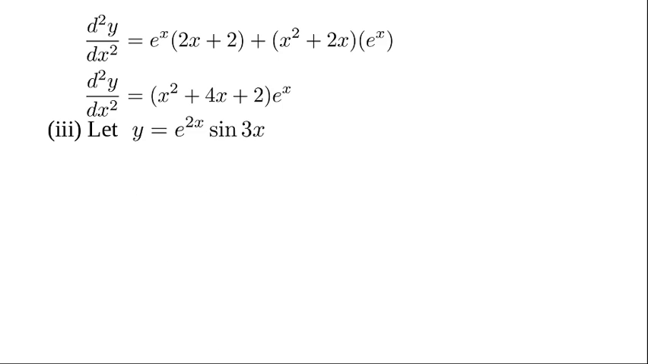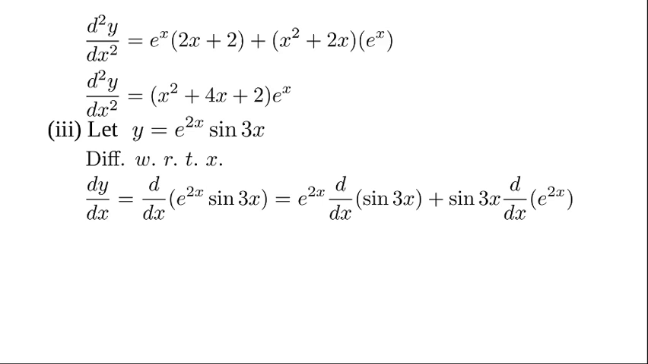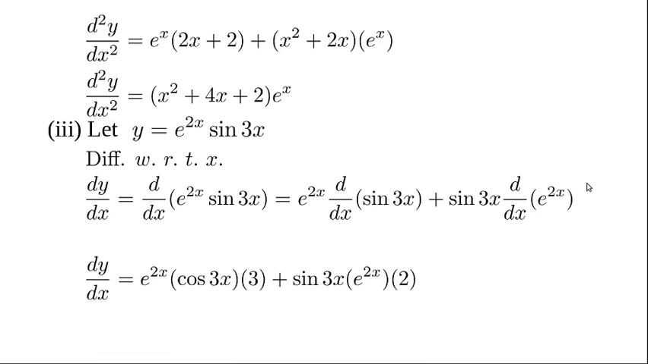In the next example, we have a combination of exponential and trigonometric. y equal to e raised to 2x into sine 3x. Differentiate with respect to x. dy by dx equal to d by dx of e raised to 2x sine 3x. Now again we apply the product rule formula. e raised to 2x into derivative of sine 3x plus sine 3x into derivative of e raised to 2x.